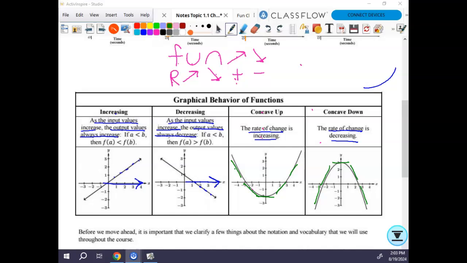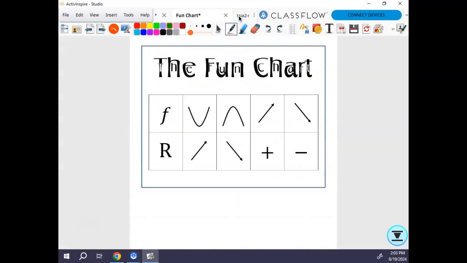But you also picked up a little half sheet of paper that has the fun chart, so let's look at that one real quick. It's just like what we wrote down, but just in case your handwriting looks like insanity, then you have something you can actually read. The first row, remember, refers to the function. We can see if our function is concave up or concave down or increasing or decreasing. The capital R stands for rate of change, so go ahead and write that in.